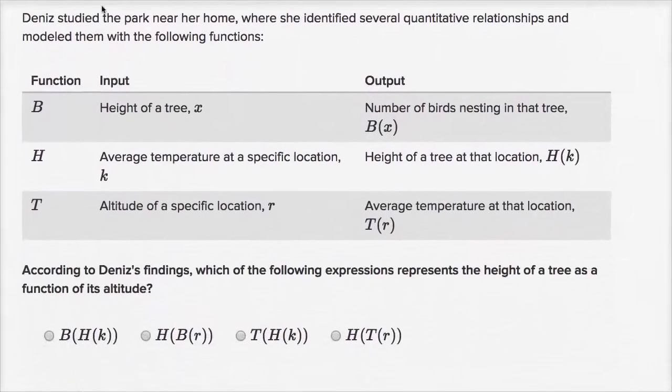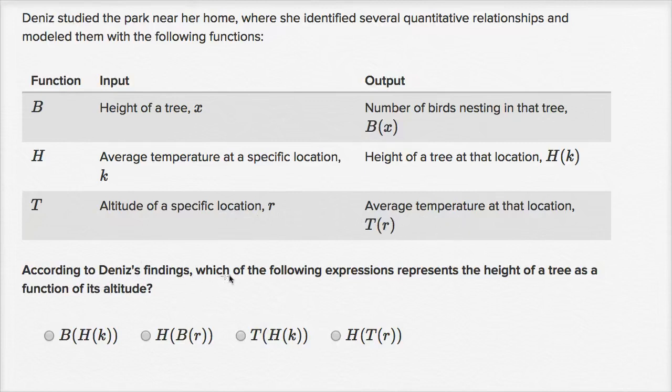Denise studied the park near her home, where she identified several quantitative relationships and modeled them with the following functions. So B inputs the height of a tree in terms of X, and it outputs the number of birds nesting in that tree. H inputs the average temperature at a specific location, and it outputs the height of the tree at that location. And T inputs the altitude of a specific location, and the output is the average temperature of that location. All right, this is interesting.